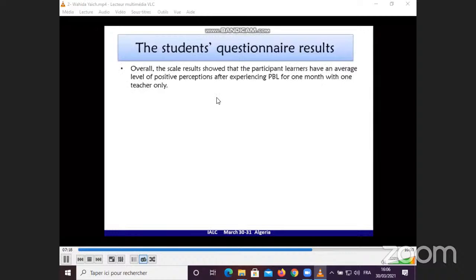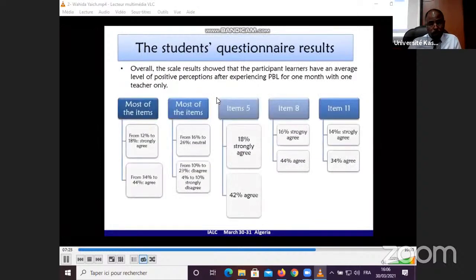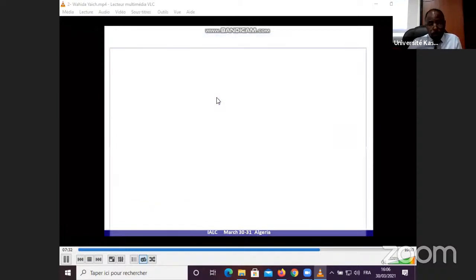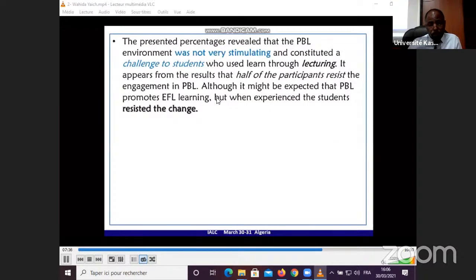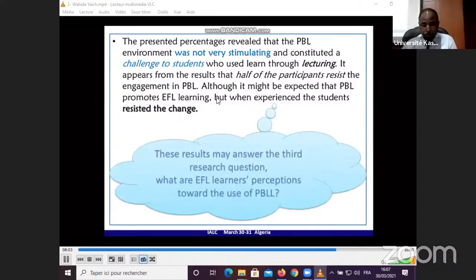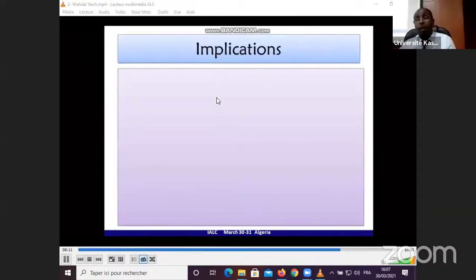As far as the students' questionnaire results are concerned, the scale results showed that the participant learners have an average level of positive perceptions after experiencing problem-based learning for 1 month with 1 teacher only. The presented percentages revealed that the problem-based learning environment was not very stimulating and constituted a challenge to students who used to learn through lecturing. It appears from the results that half of the participants resist the engagement in problem-based learning, although it might be expected that problem-based learning promotes EFL learning, but when experienced, the students resisted the change. These results may answer the third research question, what are EFL learners' perceptions toward the use of problem-based language learning?